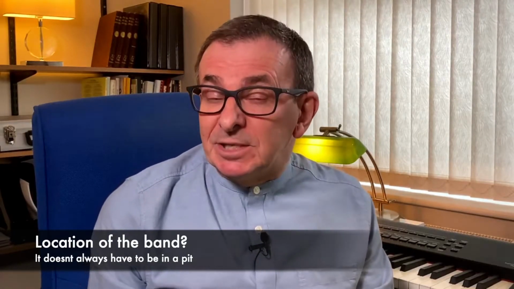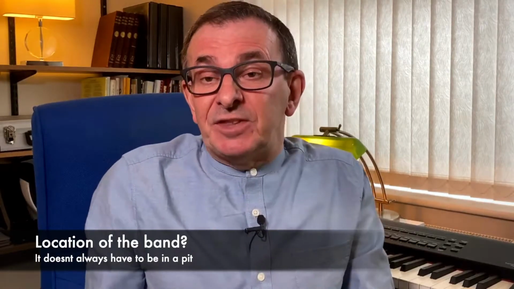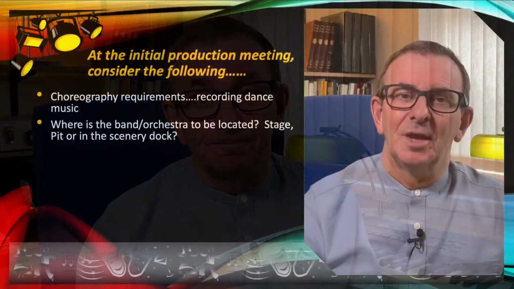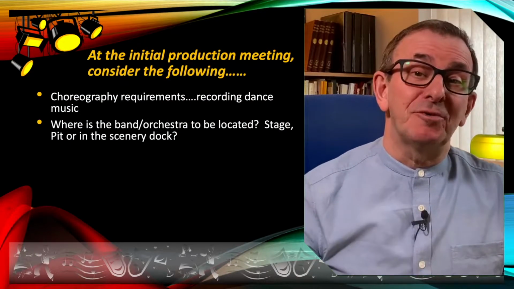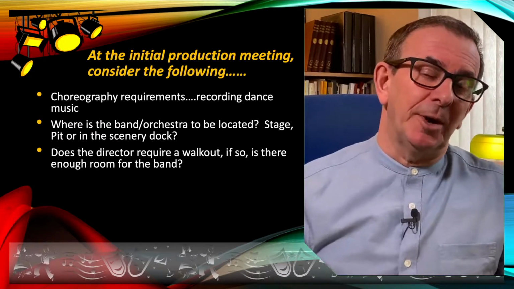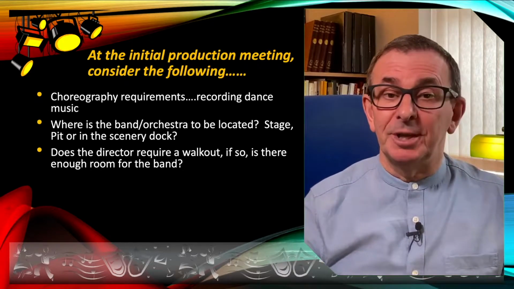Sometimes, due to the limited space available in some venues, the band or orchestra may be located at the side of the stage in the scenery dock, or indeed in a separate part of the venue altogether. If any of this is being considered by the director, it is at this point when such matters need to be discussed and agreed, so that right from the onset, you can start to plan accordingly. I was once involved in a production where the director had decided a walkout from the stage around the orchestra location was required, but hadn't taken into consideration the number of musicians that needed to be accommodated within the area he had allocated.